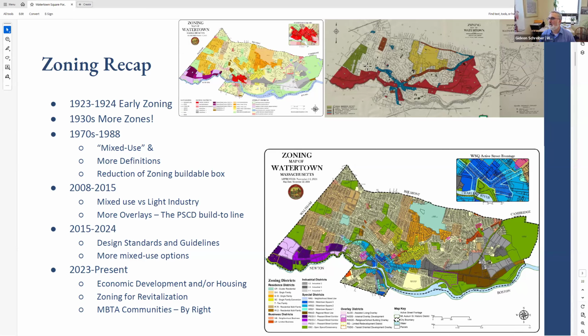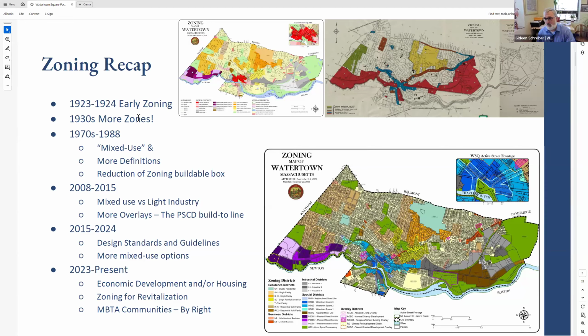This map and the map behind it show 100 years of zoning where we said, here's industry, here's business, here's the rest. But back then, the use wasn't as important. Then they started to differentiate, separate it. And here's our current zoning map, which Loren and Utile worked a lot on with us as we went through the process for MBTA communities.